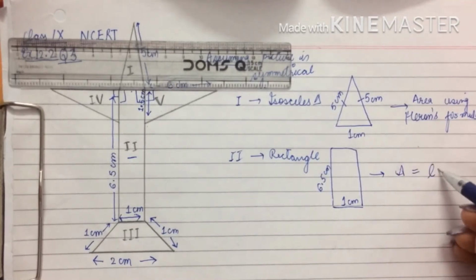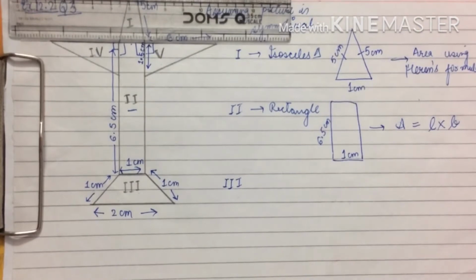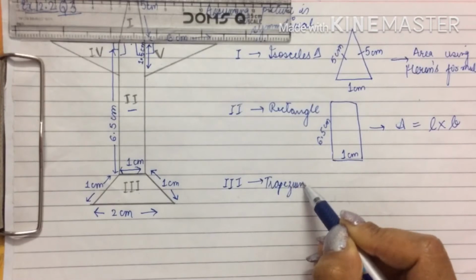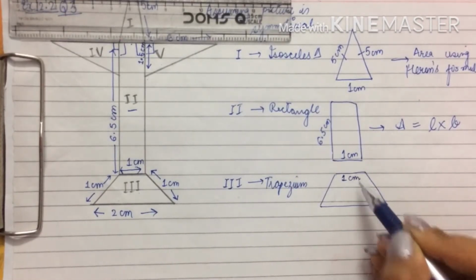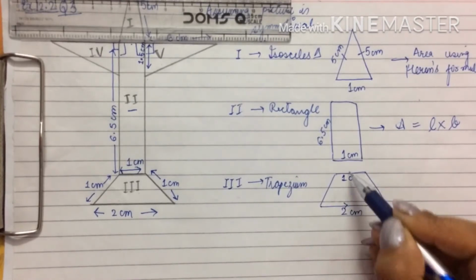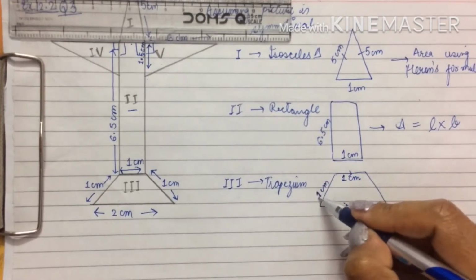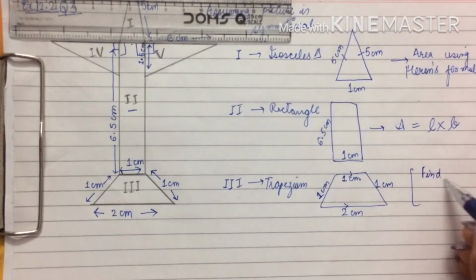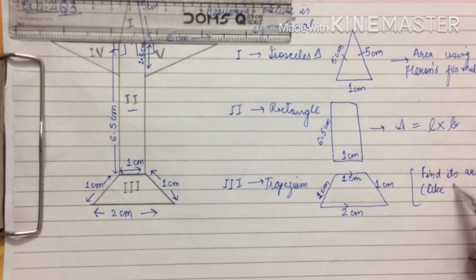Its area will be equal to the product of its length and breadth. Third shape, over here it is a trapezium. The parallel sides are 1 centimeter and 2 centimeters respectively. The non-parallel sides are equal, so this is an isosceles trapezium. You will find its area like question number 9.